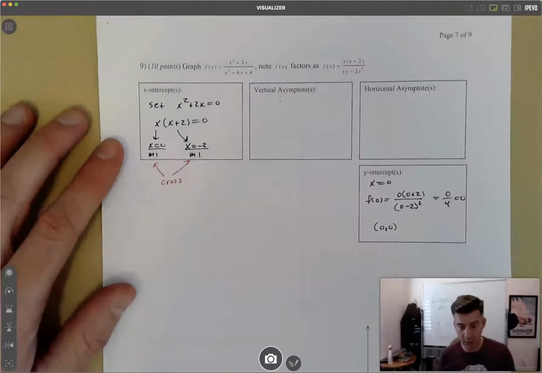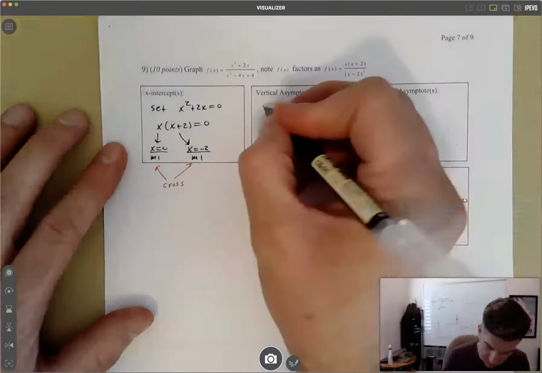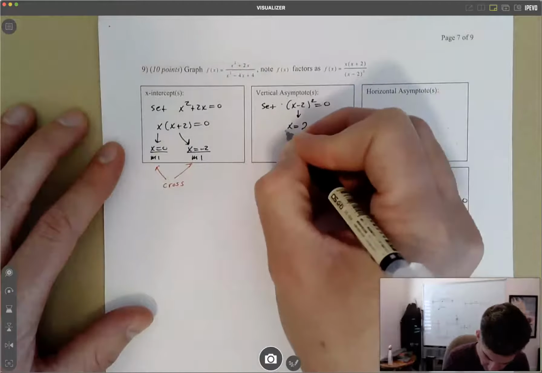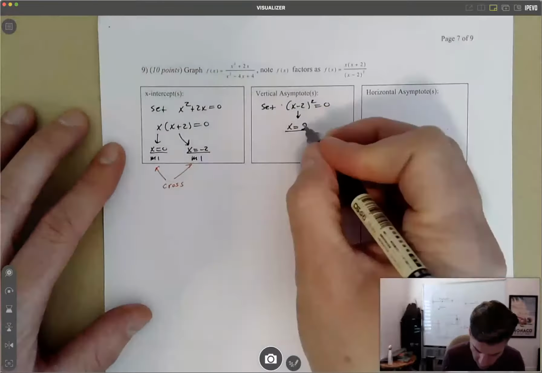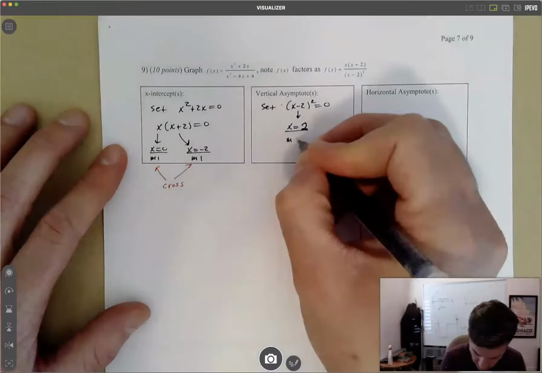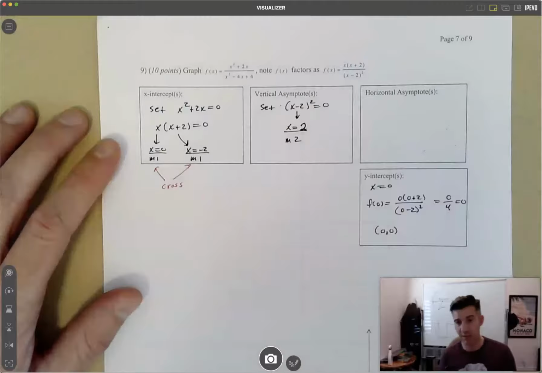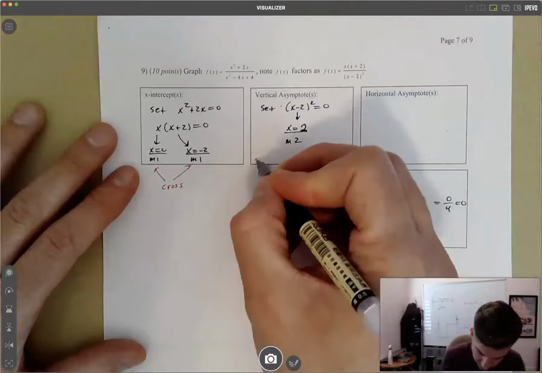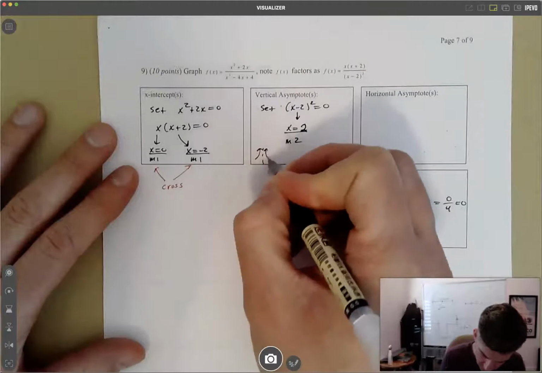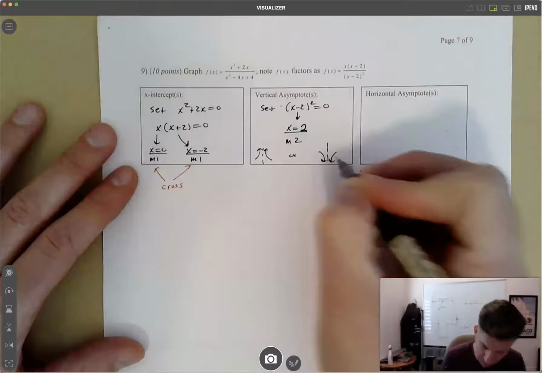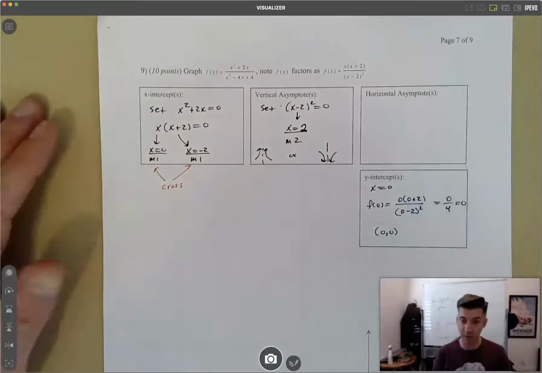Vertical asymptote, we're going to set the denominator equal to 0. And we're going to get x equal to +2. And I will point out that this vertical asymptote also has an even multiplicity. If the multiplicity is 2, it doesn't mean it's going to bounce, but it means it's going to stay on the same side of the x-axis. So either both sides are going to go up or both sides are going to go down. That's what happens when you have a vertical asymptote with even multiplicity.